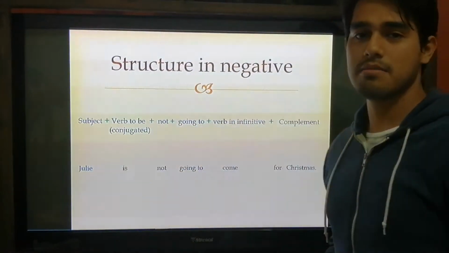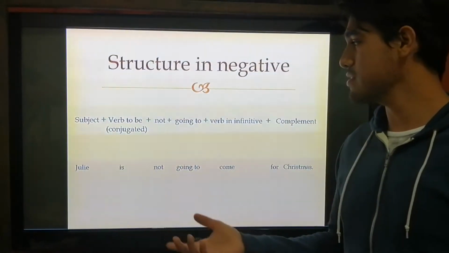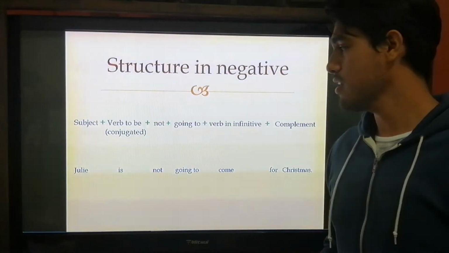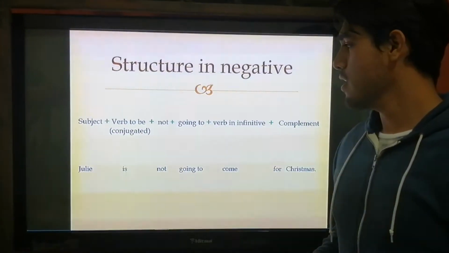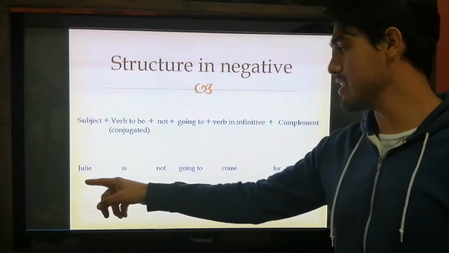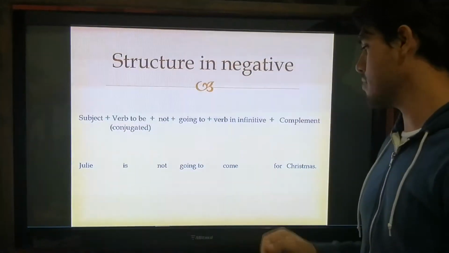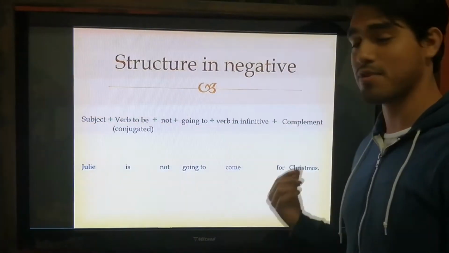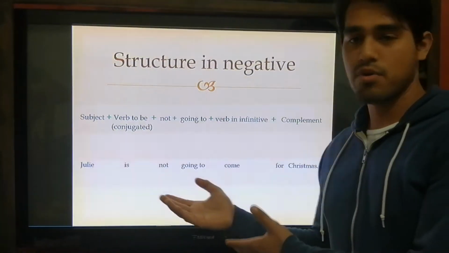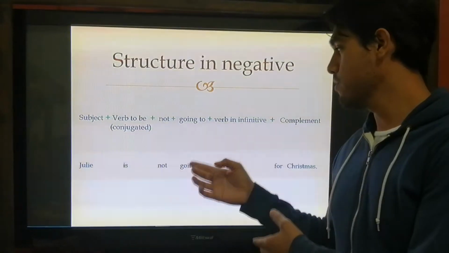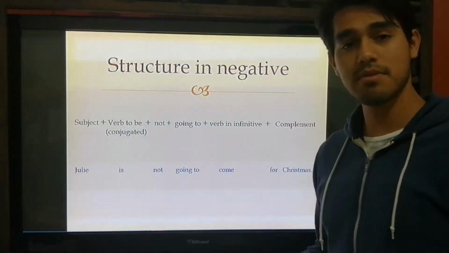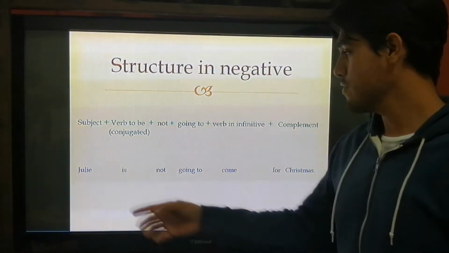Here it's almost the same thing. The difference is that we are using the word not. Here's how you can do it. I have another sentence and it says, "Julie is not going to come for Christmas." You see, it's the same thing, but here we are adding the word not. And this is how we make it negative. Pretty easy, right?